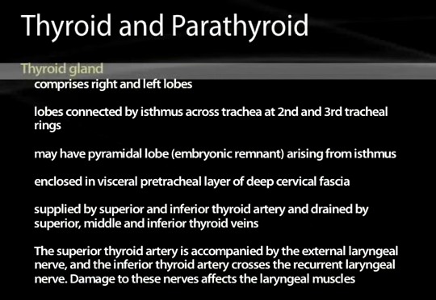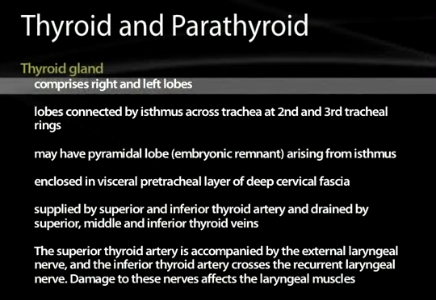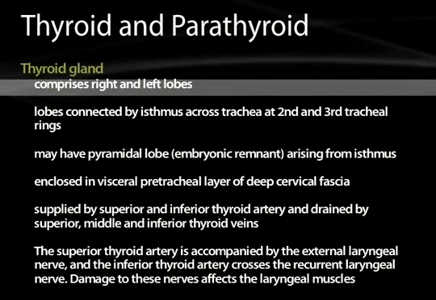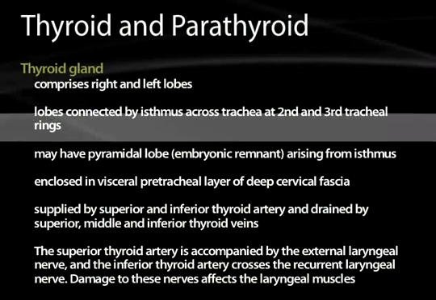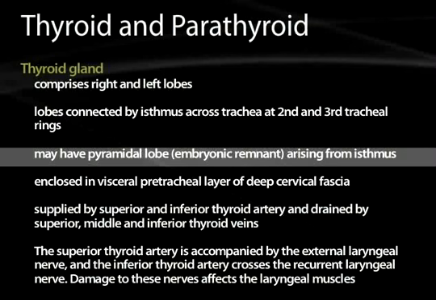Let's move on to the thyroid and parathyroids. The thyroid is going to be composed of the right and left lobes, and they connect at the isthmus at the second and third tracheal rings. They can have a pyramidal lobe, which is an embryonic remnant from its descent from the base of the tongue. And this can be vascularized fairly well.